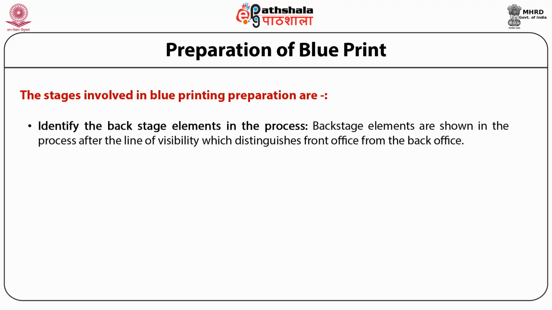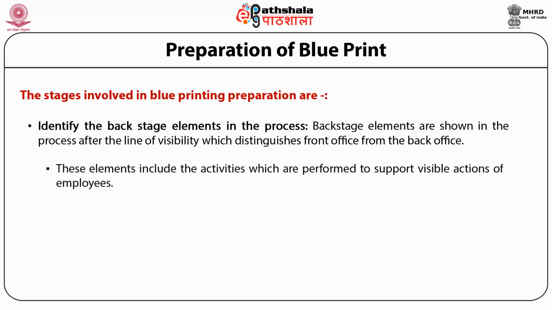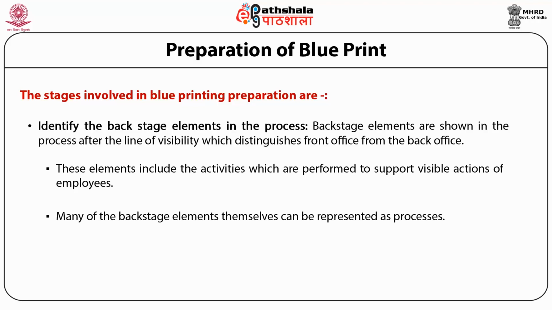Backstage elements are shown in the process after the line of visibility, which distinguishes the front office from the back office. These elements include activities which are performed to support visible actions of employees. Most of the backstage elements themselves can be represented as processes.